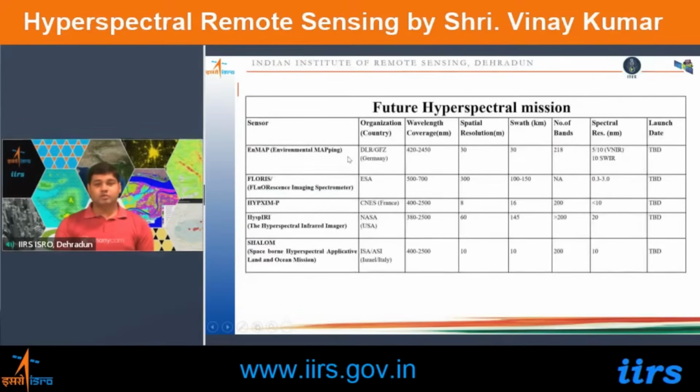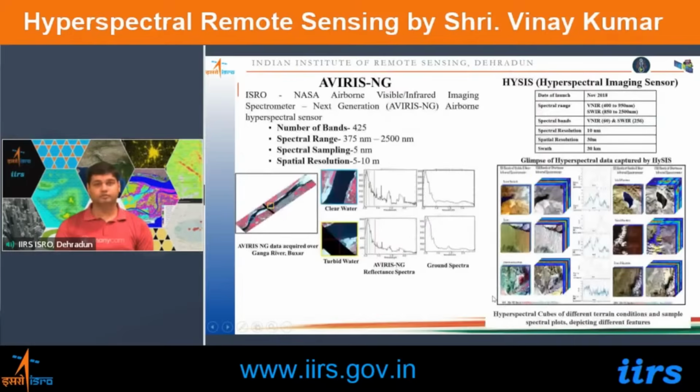Now, future hyperspectral missions are EnMAP, as I told, from the German Space Agency. FLORIS is from the European Space Agency, HISPIRI is from NASA, and SALOM is from the Italian Space Agency. So you can see here the spatial resolution is around 30 meters, and for this French hyperspectral sensor, it is going to be 8 meters spatial resolution, and this Italian sensor will have 10 meter spatial resolution, but the launch date is yet to be decided.